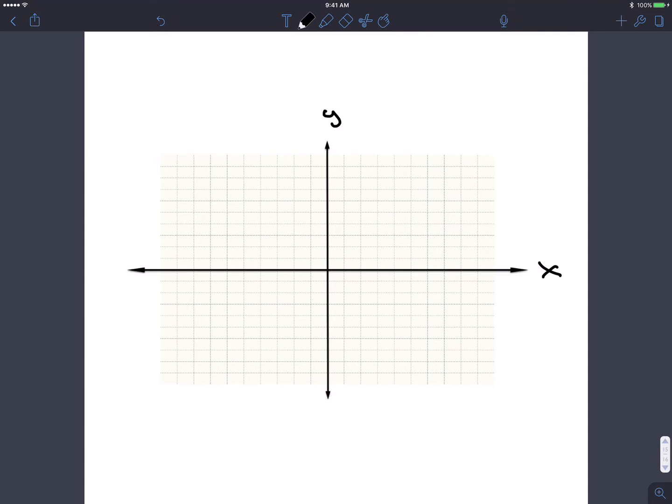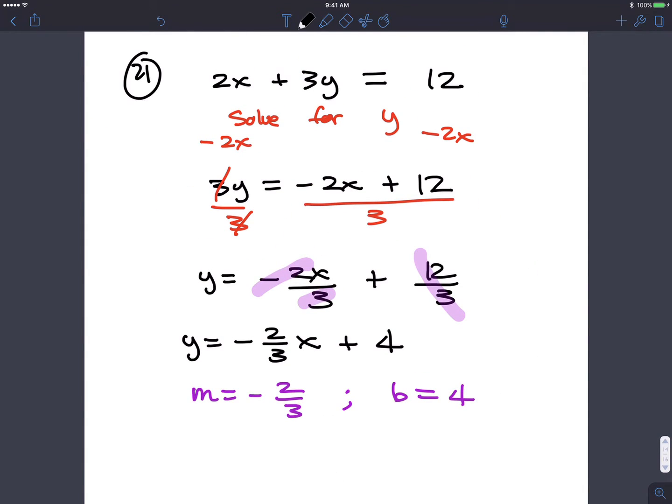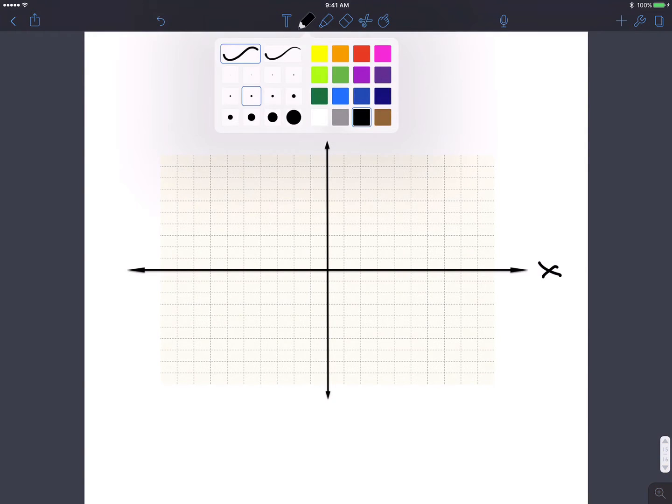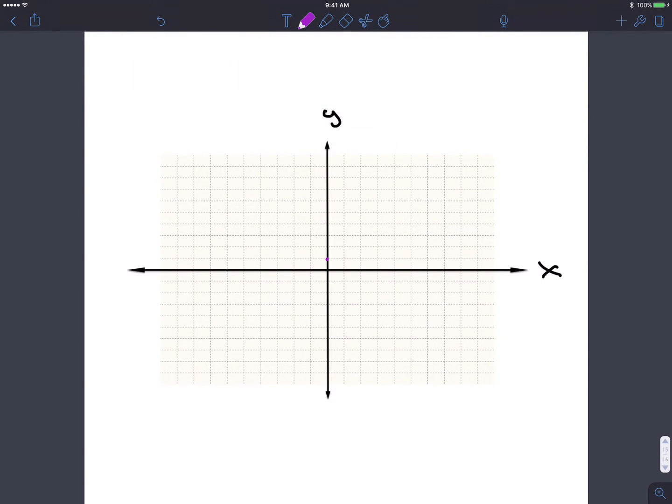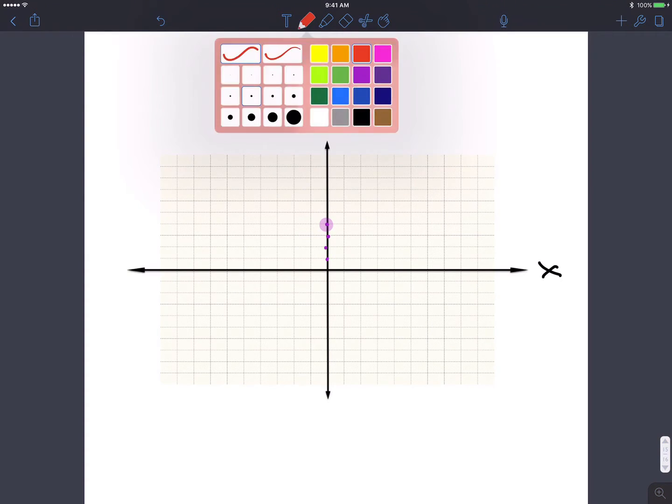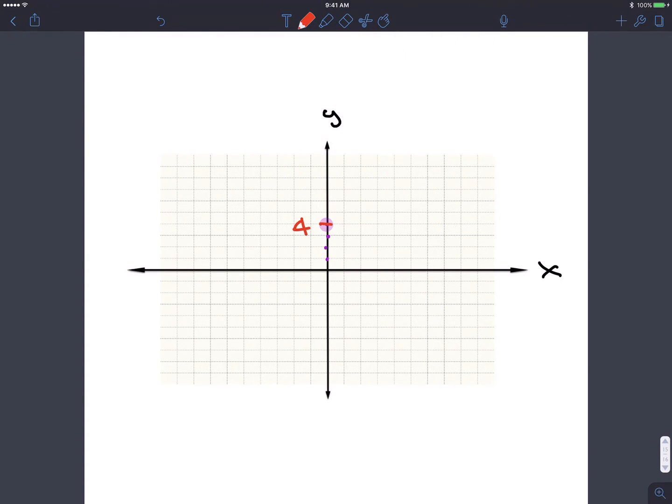X-axis, y-axis. The y-intercept is going to be at positive 4. So I'm going to go up 4 units: 1, 2, 3, and 4 on the y-axis. I could label my location.